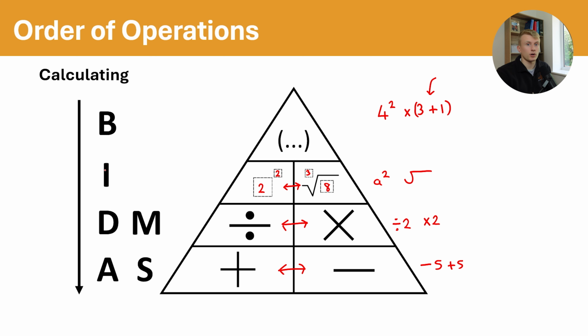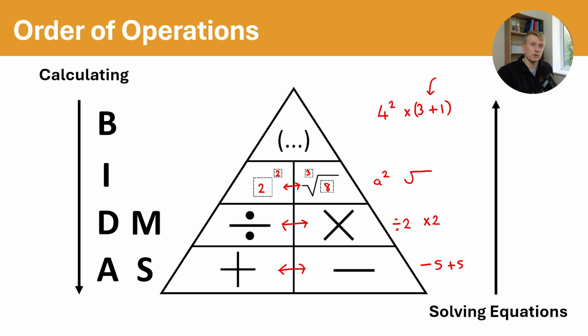When we're calculating, we work our way down through the list. So we start with our brackets, then we do our indices, then division and multiplication, and then addition and subtraction. But when we're solving equations, we actually flip that order. When we're solving equations, we actually want to undo subtraction or addition, then we undo our multiplication, division, and then we undo our indices. So that's not what this lesson's about. In this lesson, we're going to be calculating, but in other lessons, you might want to think of it that way.